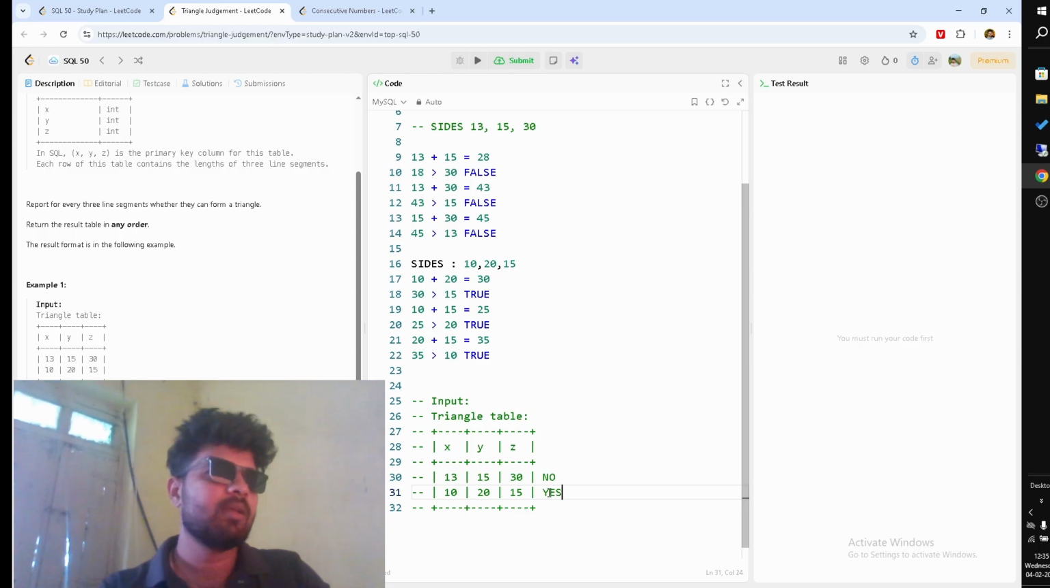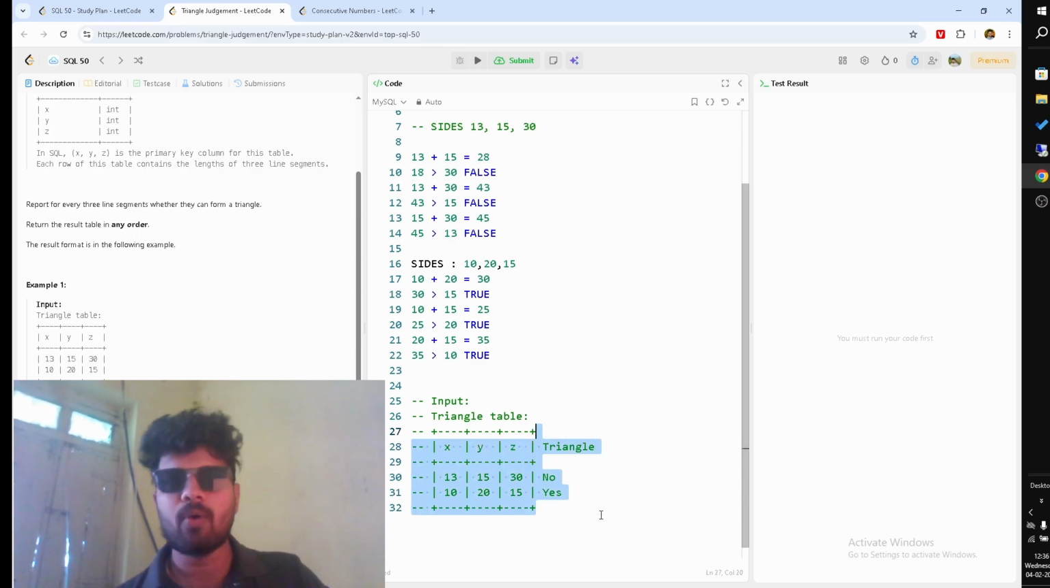Yes, yes, and that's actually the output, triangle. This is the output we want, this is the table we want in the output.